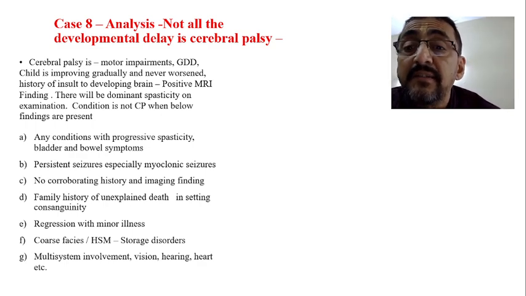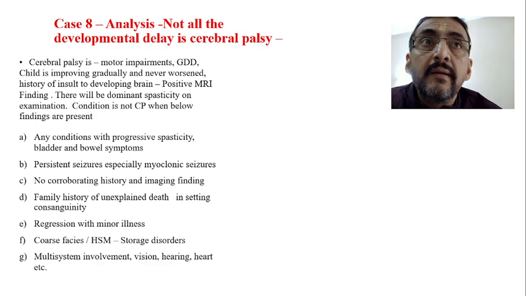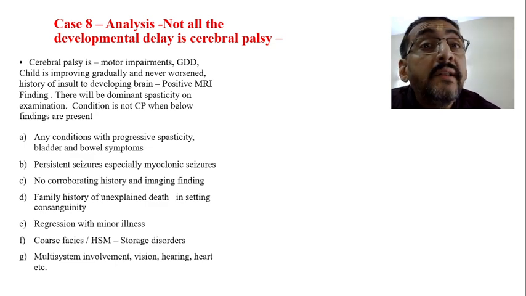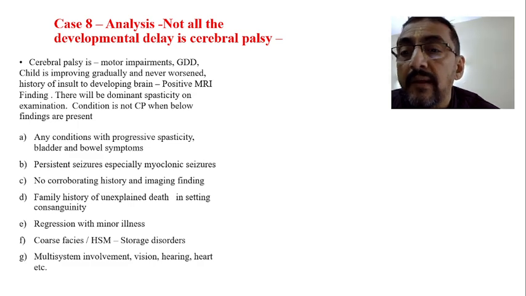Family history of unexplained death in a setting of consanguinity. So it is not a chromosomal problem. It is not an inherited problem. So, family history of unexplained death in a setting of consanguinity, that is not CP. Here also, in the case we have discussed, it is not CP, it is because of an inborn metabolic problem. There is also developmental delay, but all developmental delay is not CP. This is what I mean to say.